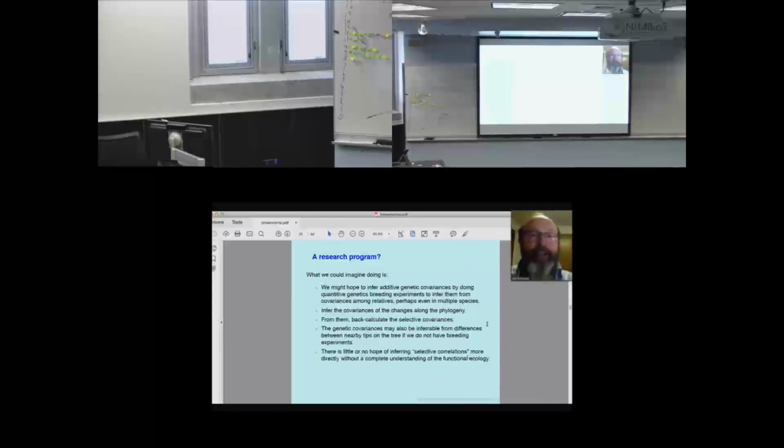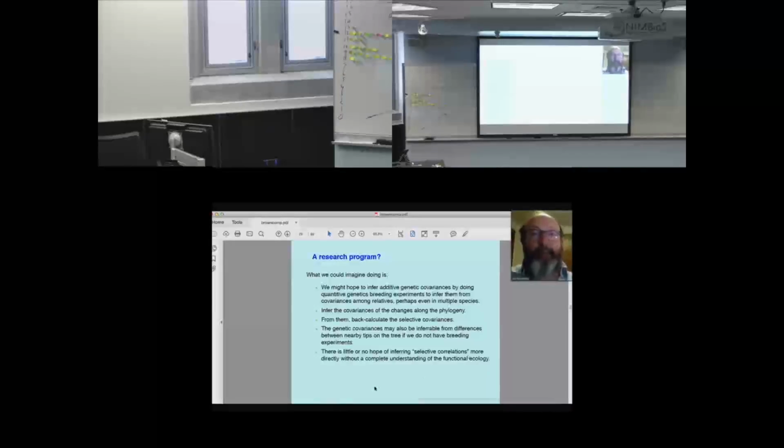And if you can't do a breeding experiment, using very, very closely related neighbors gets you one kind of information, that is mostly genetic covariance, and larger differences between more widely separated tips on the tree give you the other kind of information, which is the net covariance of the selective and genetic changes that occur on the tree.